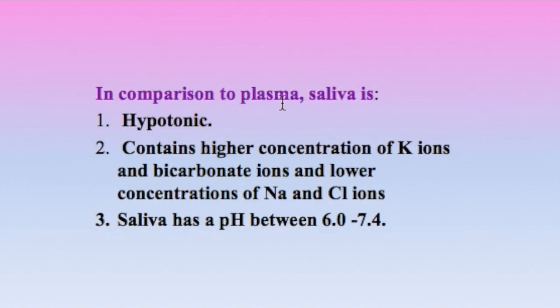In comparison to plasma, the saliva is hypotonic, containing a higher concentration of potassium ion and bicarbonate ion, with a lower concentration of sodium and chloride ion. Saliva has a pH between 6 and 7.4. To understand this composition, we should understand the mechanism of production of saliva.